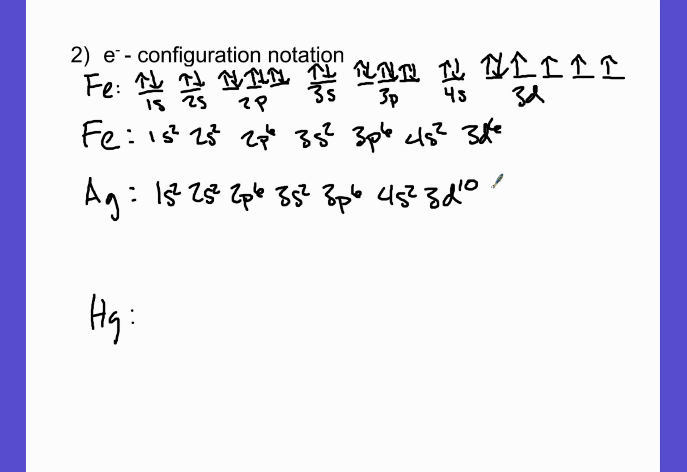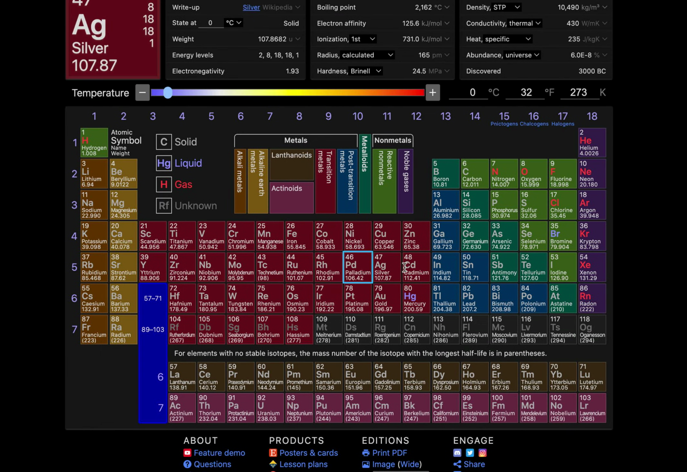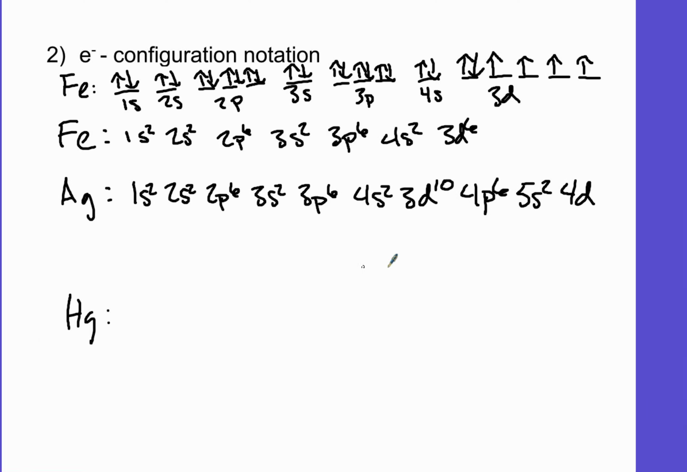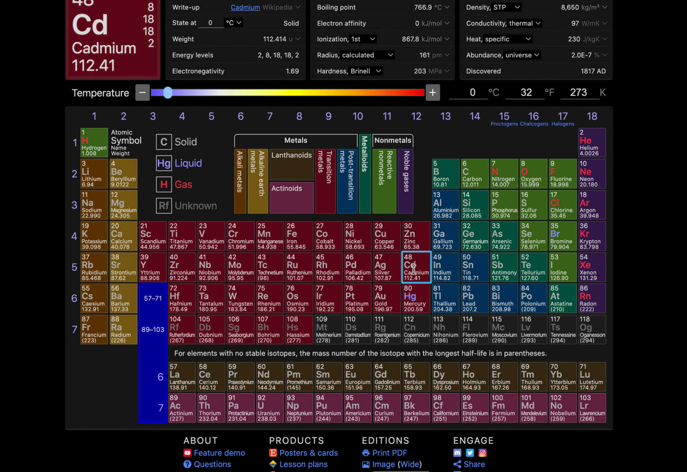To enter the next sublevel, to do a 4p, I'd have to have a full D sublevel, right? So I'm going to do 4p6, 5s2, 4d is where I finish, because again, silver is in that second D sublevel, which is technically my 4d, not 5d. So the other thing I need to know is silver's 1 away from the end.